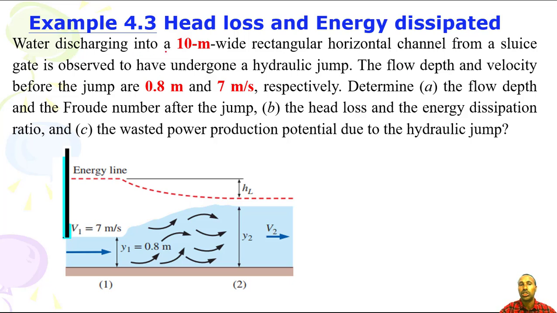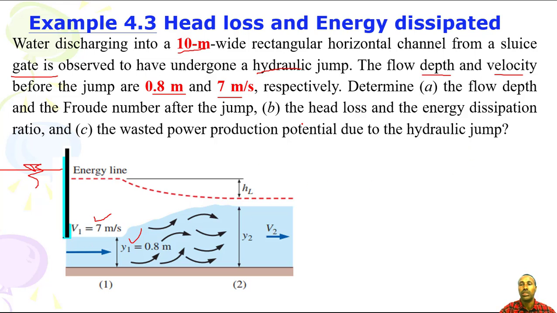Okay, example 4.3 is head loss and energy dissipated. So water discharging into a 10 meter wide rectangular horizontal channel from a sluice gate is observed to have undergone a hydraulic jump. The flow depth upstream before the jump and the velocity are given. So the flow depth before the jump is 0.8 and the velocity V1 is 7 meters per second. So these are the given parameters. This is the sluice gate. So initially we have some water depth here. Then it is discharging out.